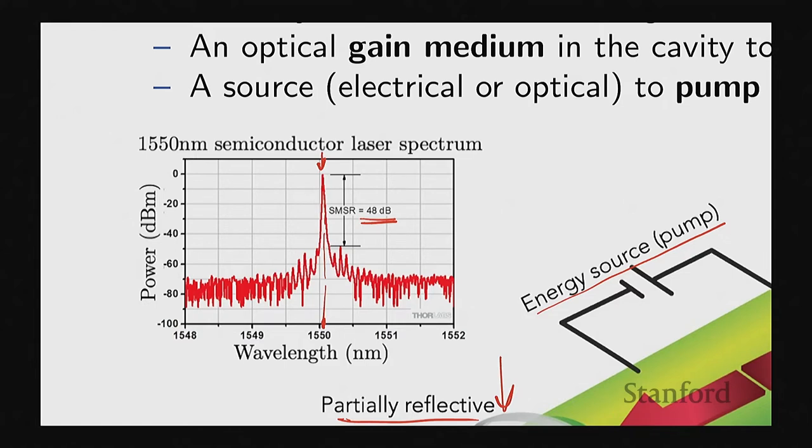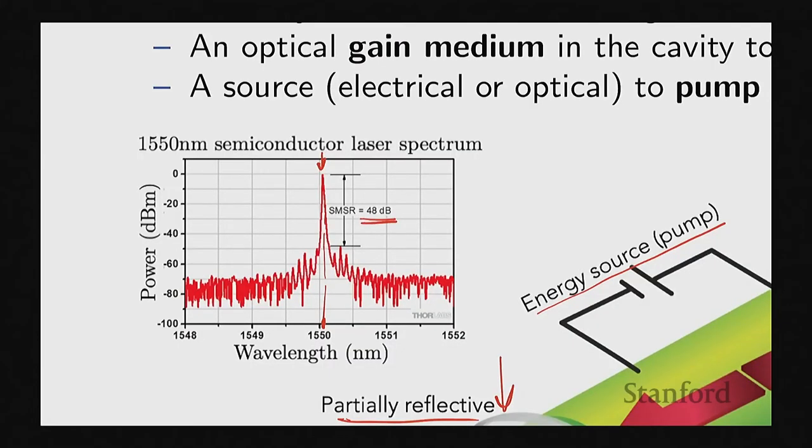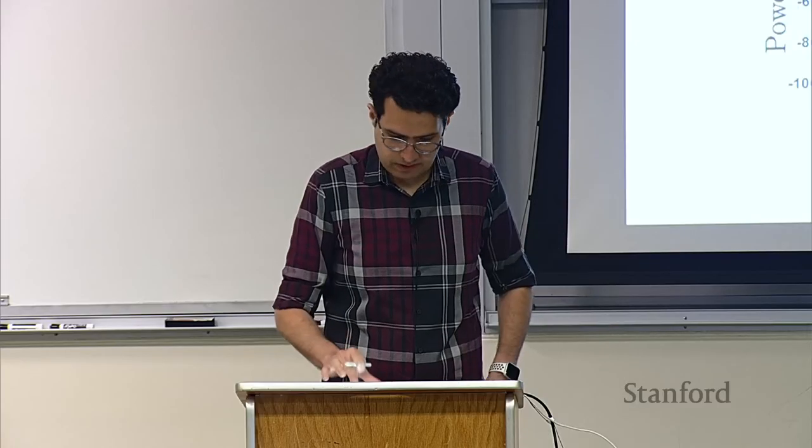Compared to something that is not coherent, like an LED or a light bulb, if you look at the power spectrum of those light sources, you would see something very broad. It's so broad that I can't even show it on this scale of wavelength, but it's much, much broader than this, because it emits light at many different wavelengths.